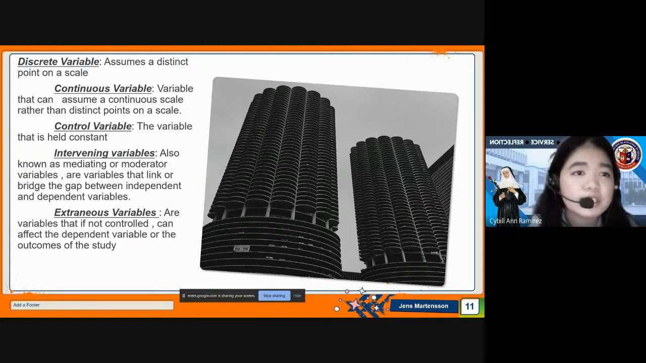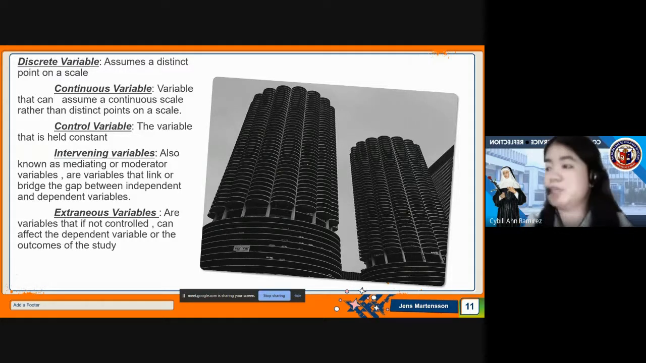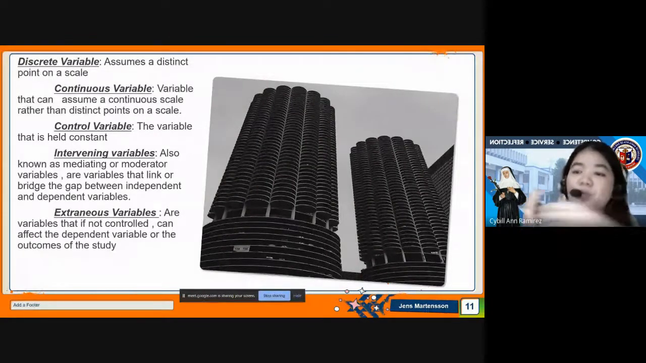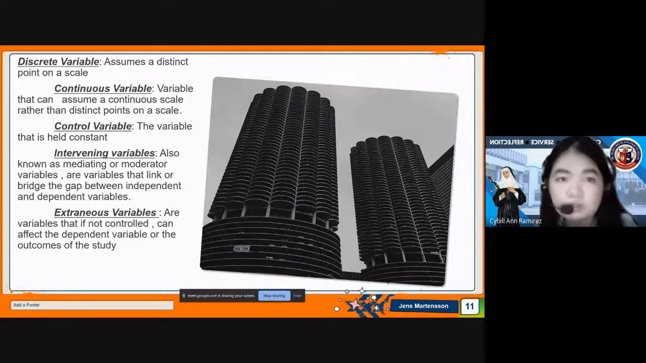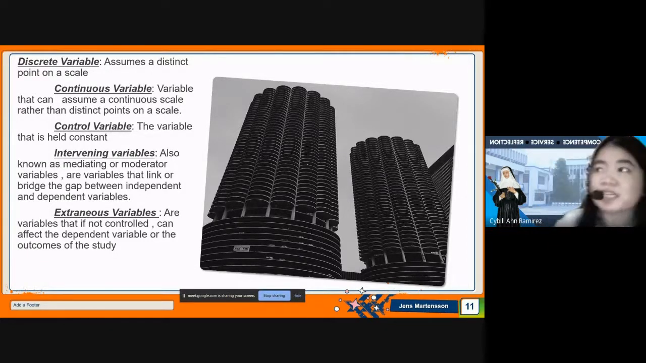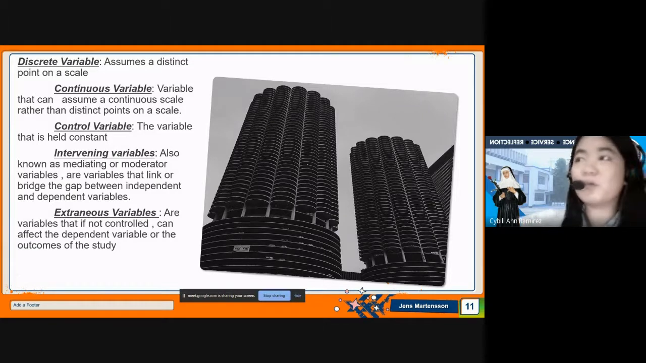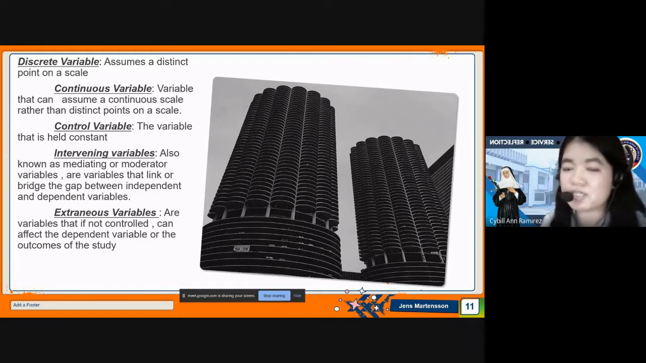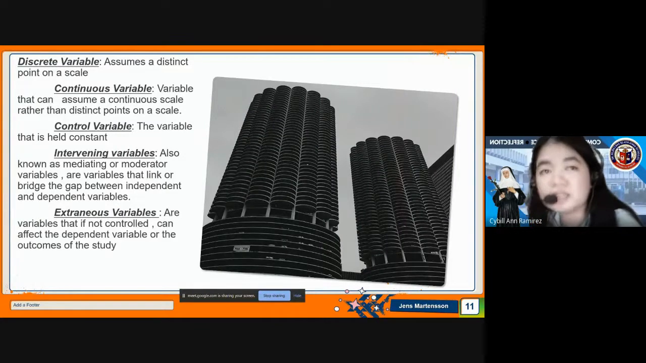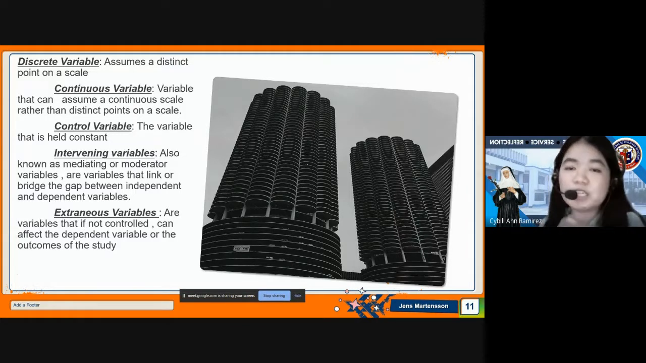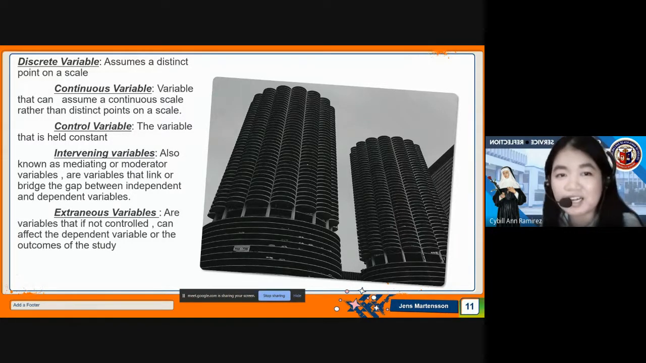Okay, let's start with discrete variable. When we talk about a discrete variable, it assumes a distinct point on a scale. It means when you count something, it ends. It is not infinite. For example, I'm going to count these keys: 1, 2, until 15, and that's where it stops. No matter how I count these keys, if I don't add any, even the following year, the number of keys will still be the same. It ends at 15.